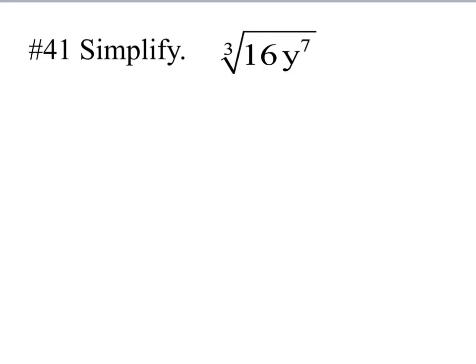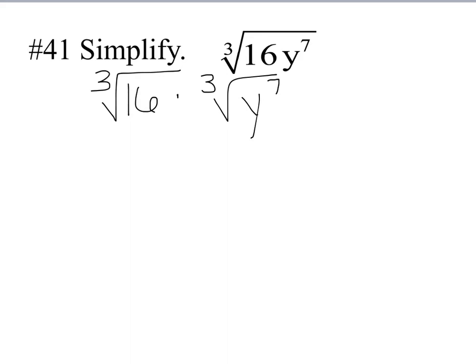All right, now I've got the cube root of 16y to the 7th. So I'm going to break it up. I'm going to say the cube root of 16 times the cube root of y to the 7th. Okay, now that's just doing the product rule backwards, and that's going to make my life a little bit easier when I go to make my factor trees.